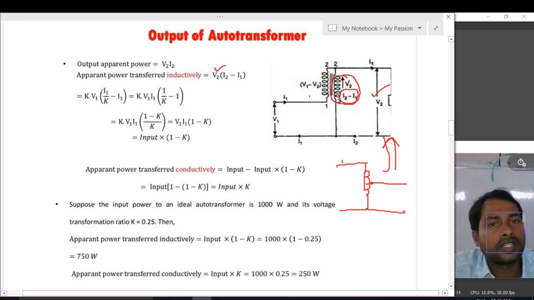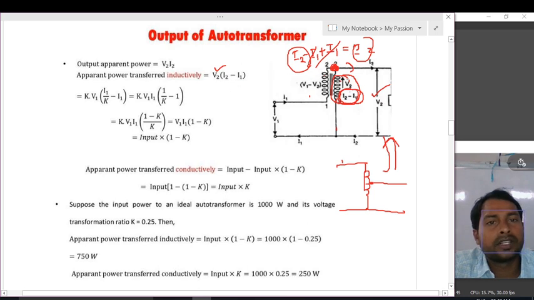This is according to KCL. At this node, the current entering is I1 and the other current entering is I2 minus I1, and the current leaving is I2. So I1 and I1 cancel, and I2 is equal to I2, so the equation is balanced. That's why we take I2 minus I1 here.